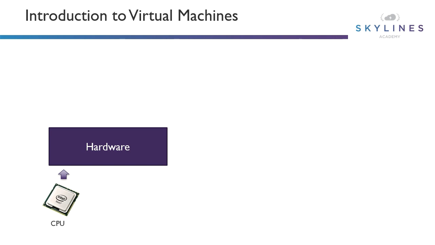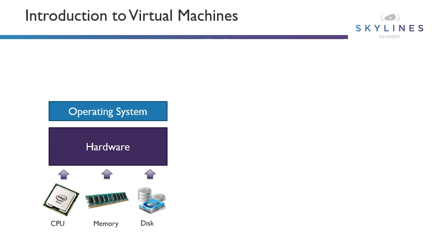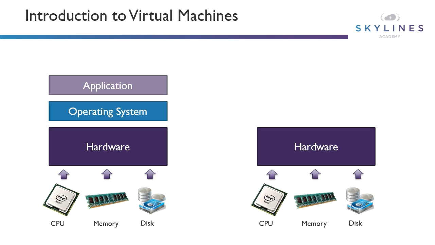Originally, we had physical hardware that resided on-prem. This included the processor, the memory, as well as the storage. On top of that, we installed an operating system, and then we had an application that ran on top of that. With virtual machines, we start with that same hardware. So we still have the same processing, memory, and storage resources that are presented.